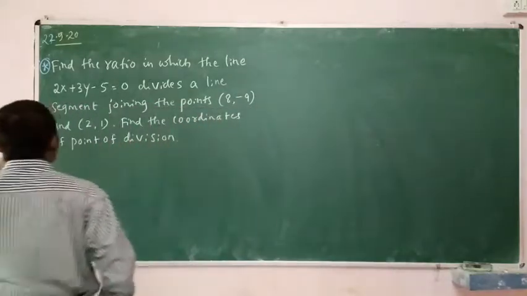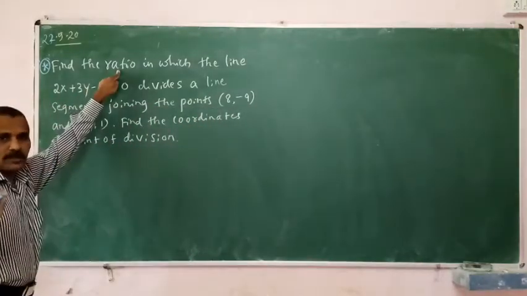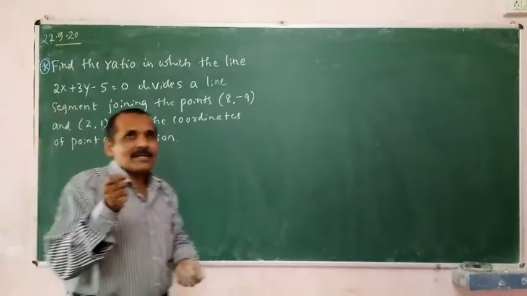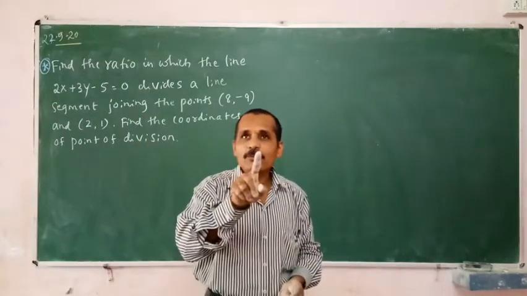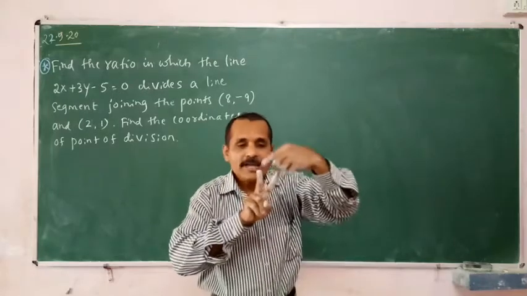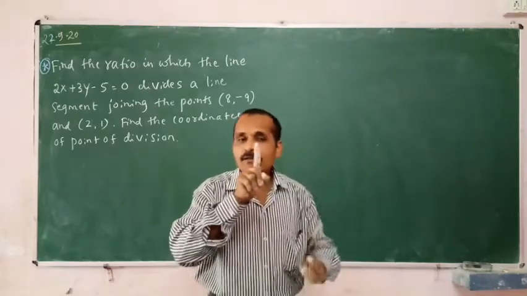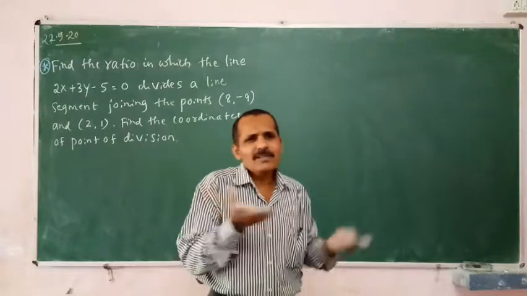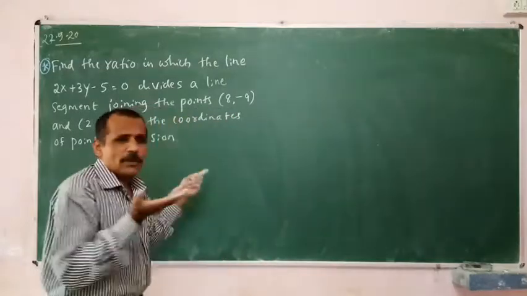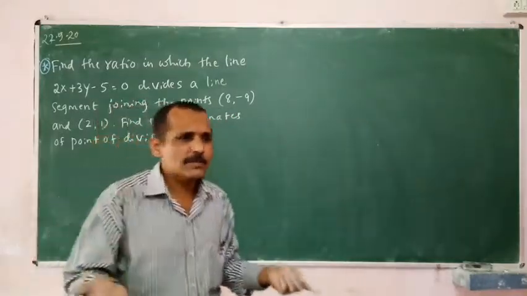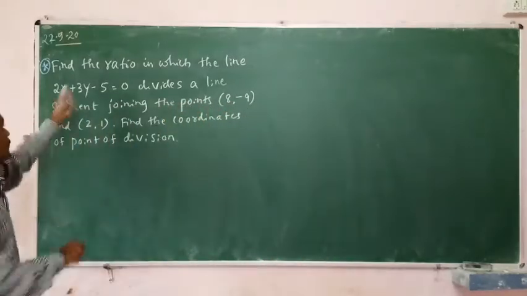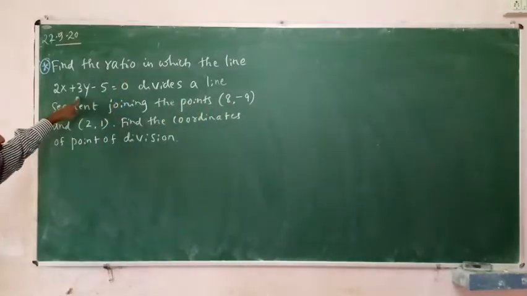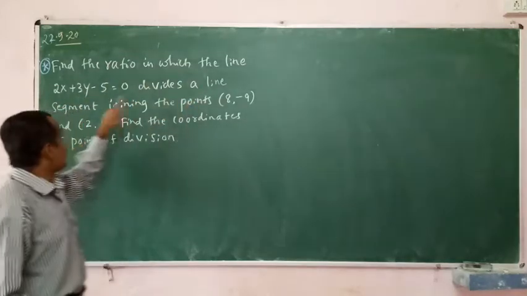What do they say? Find the ratio. When the question comes to find the ratio, you know that both x and y values are not required. One value is sufficient. This much you know. But neither have they given the points on the x-axis, nor the point on the y-axis. Something in a different way they told. We'll see. Find the ratio in which a line divides a line segment.